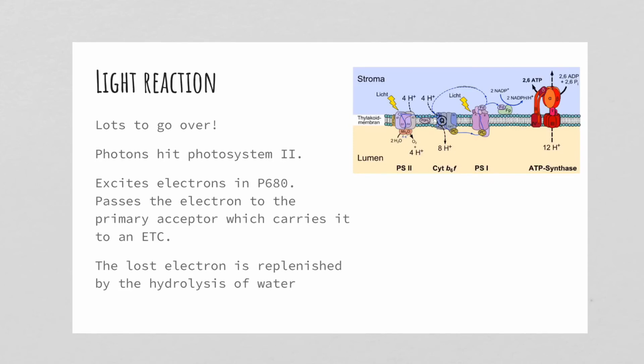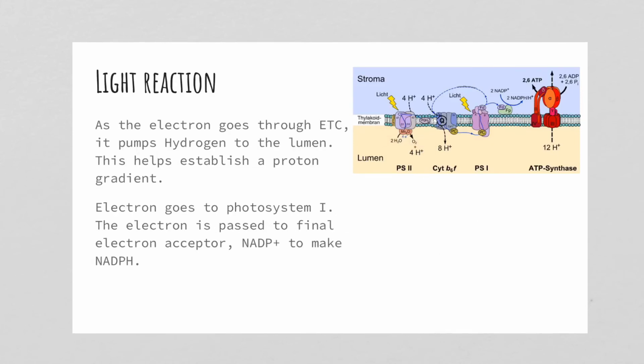Then, once we transfer this electron to photosystem 1, we're going to lose the electron here. So we have to replenish that, and that electron is going to get replenished by hydrolysis of water, which breaks down that water to oxygen. This is the oxygen that leaves the cell, leaves the plant. And this is the water that we also give to our plant.